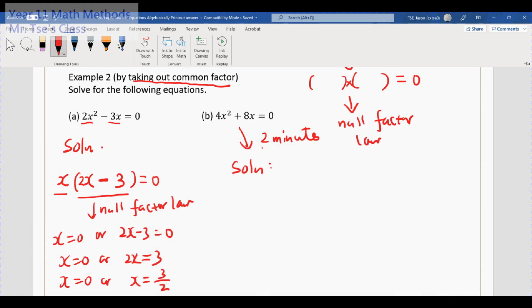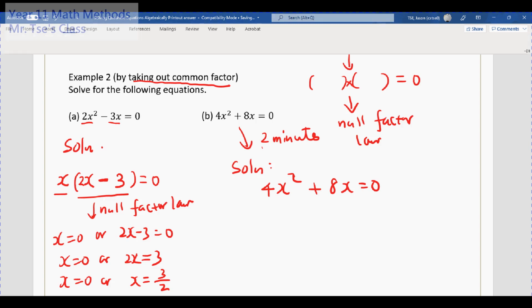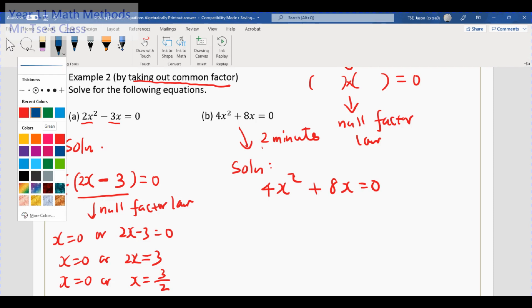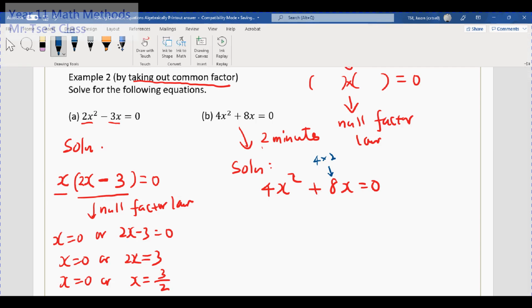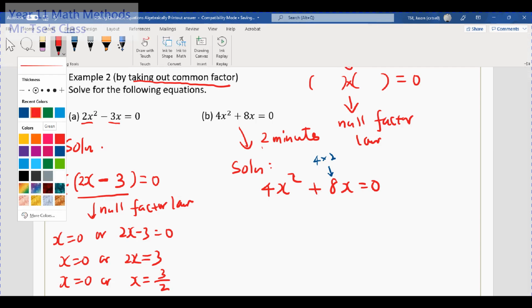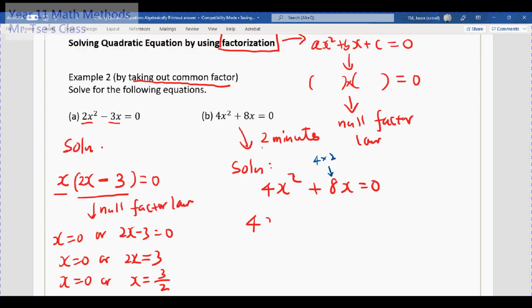All right, so what are the common factors in this question? First of all, let's compare the numbers, 4 and 8. Obviously, 4 is a factor of 8. 4 times 2 equals 8, right? So we could see, 4 times 2. And for x squared and x, obviously x is a common factor. So let's take 4 out, and also let's take x out. You keep the plus sign in the middle.